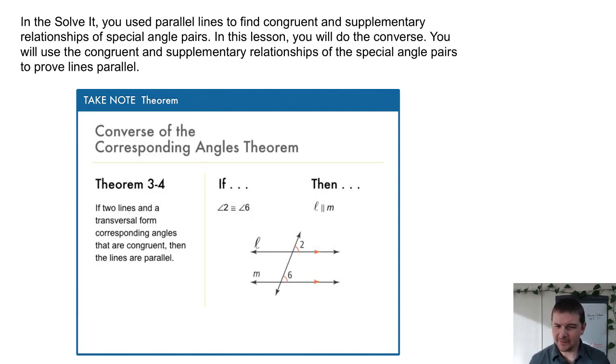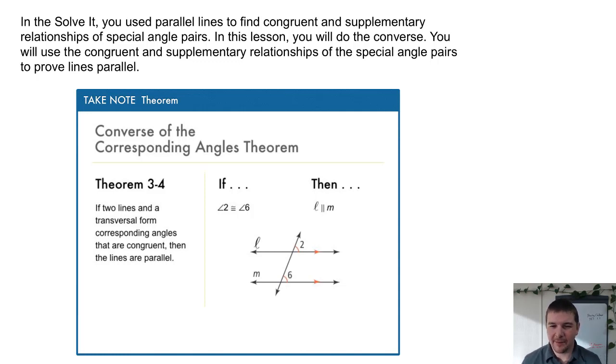In the Solve It, you use parallel lines to find congruent and supplementary relationships of special angle pairs. Remember those: alternate interior, alternate exterior, corresponding, all those different angle pairs. In this lesson, you will do the converse. You will use the congruent and supplementary relationships of the special angle pairs to prove that lines are parallel.